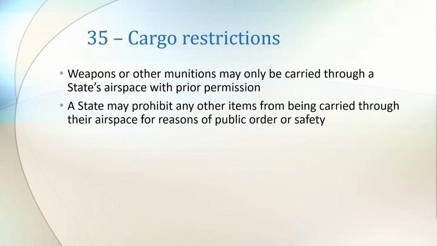Article 35 is concerned with giving states the ability to restrict the cargo that is carried through their airspace. In particular, weapons or other munitions may only be carried with prior permission. Don't forget that this only concerns civil aircraft, as state aircraft already require permission to fly internationally anyway. A state may prohibit any item of cargo from being carried through their airspace for reasons of public order or safety.